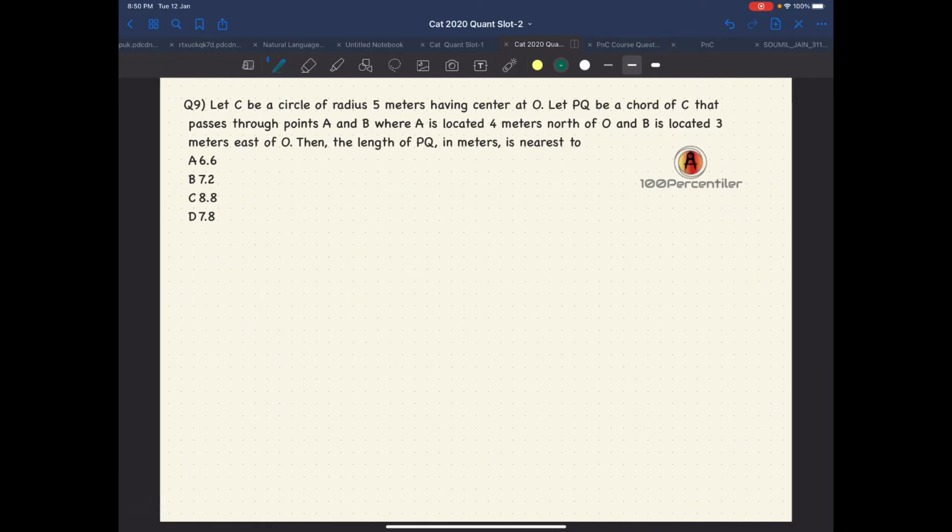Okay, so looking at the next question, C is a circle of radius 5 meters having center O. Let PQ be a chord of C that passes through points A and B, where A is here 4 meters from O and B is 3 meters east of O. Then the length of PQ in meters. So the chord here could be drawn as this. So this is B and this is A. So we are given this is 4, this is 3, and this is PQ.